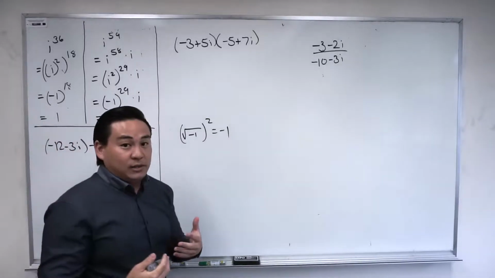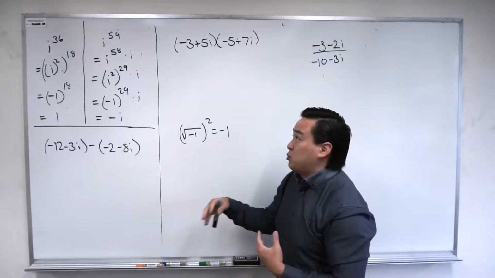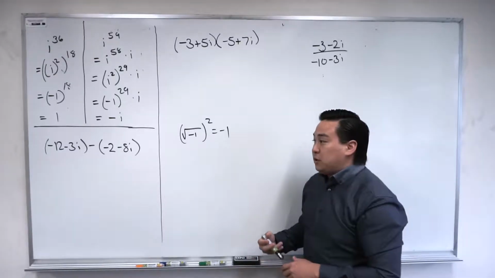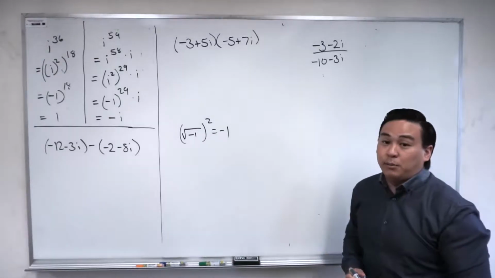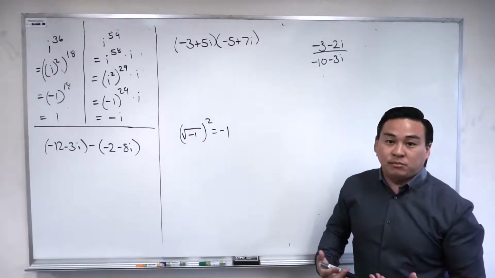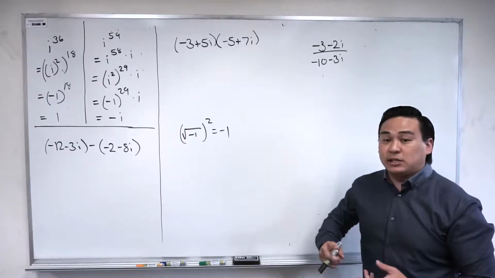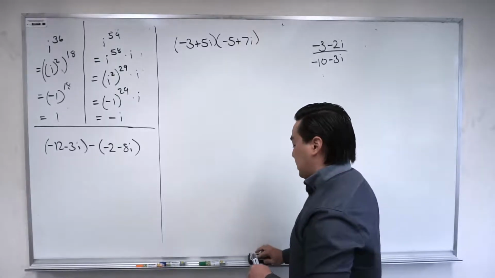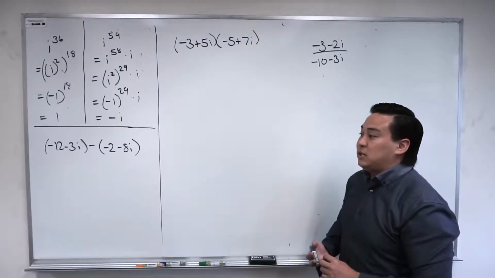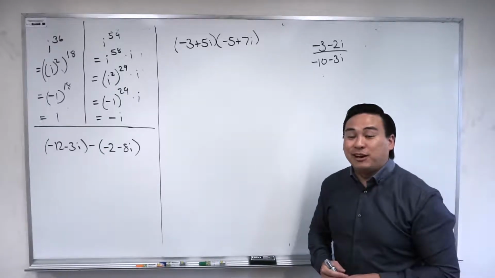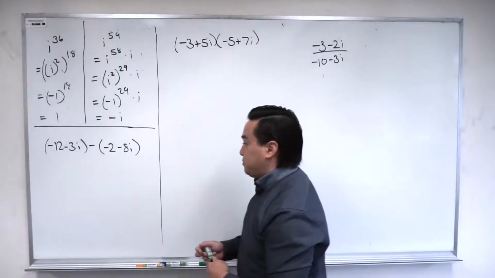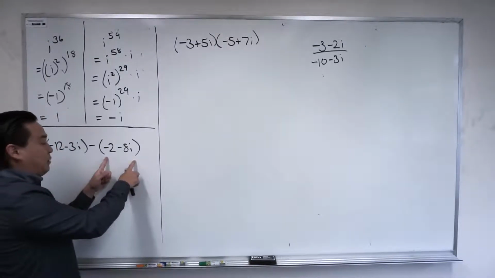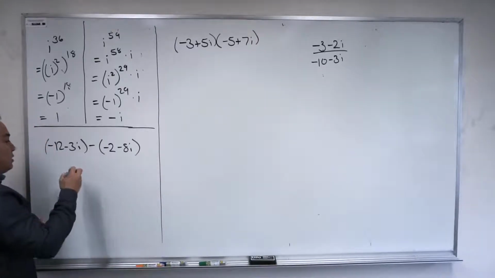So being able to write out these i values raised to exponents is fairly straightforward just using your exponent rules. The other things that we want to do with these complex numbers is be able to solve them using our original algebraic operations like addition, subtraction, multiplication, and division. So addition and subtraction have the same rule. What you do to solve these is you combine like terms, right? Just think of i like a variable. So here we have a complex number, which is -12 minus 3i, and we have another complex number, which is -2 minus 8i.